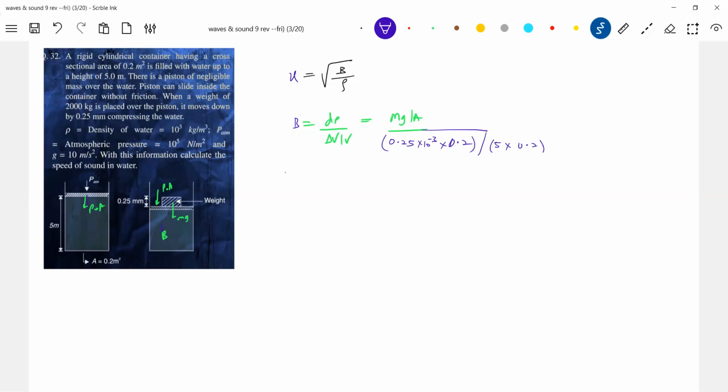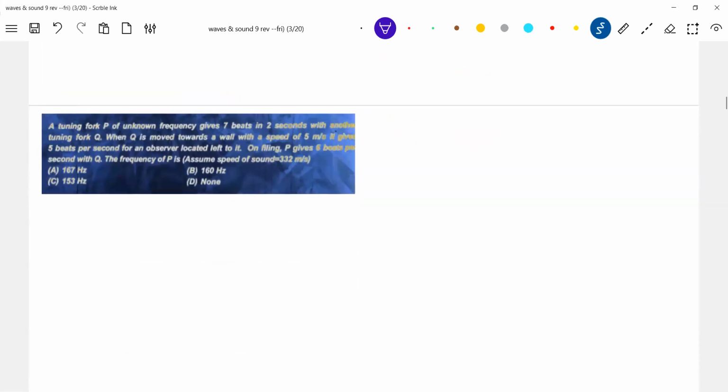Shall I write P naught plus mg by A, or should it be mg by A? Change in pressure. See, earlier P naught is acting. When you put a load, due to that particular thing there'll be a fractional change in volume of water. From that we are determining bulk modulus. That I'm going to substitute here. I'll scroll down. Simple idea.